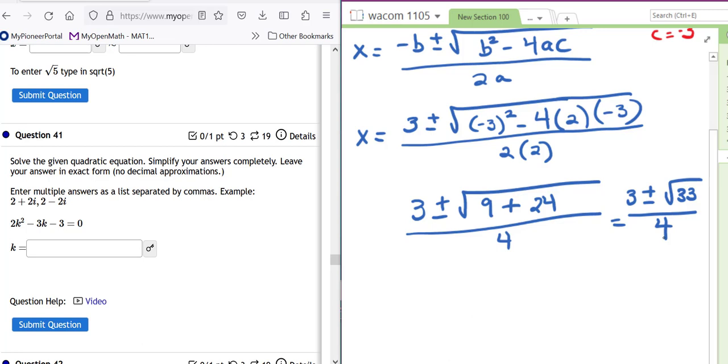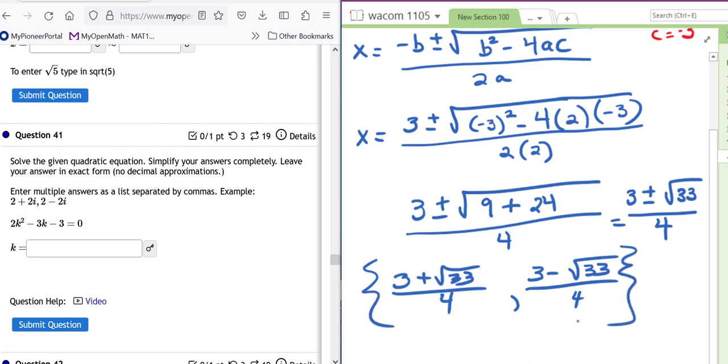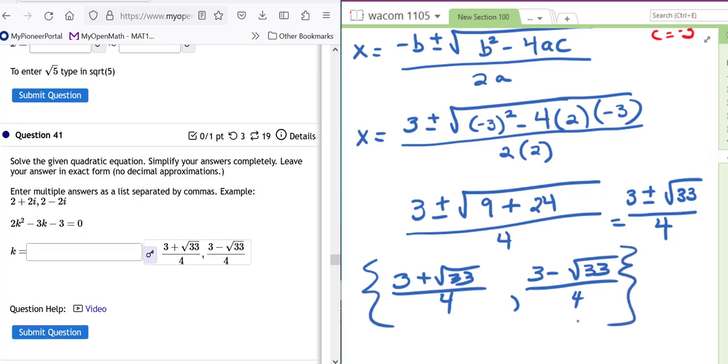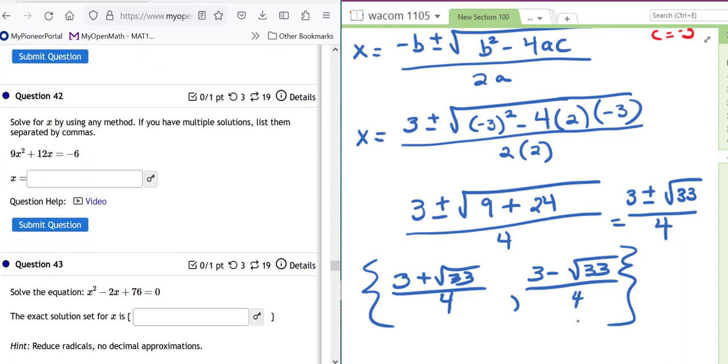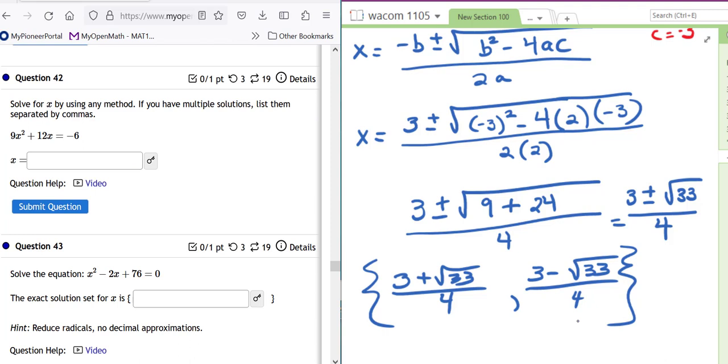They're going to make us split it. You will not have to split it with the multiple choice answers. So it will be 3 plus the square root of 33 over 4, and 3 minus the square root of 33 over 4. Just because of the software, that's how you have to enter. So that's an example with quadratic formula. Let's see what we have next.